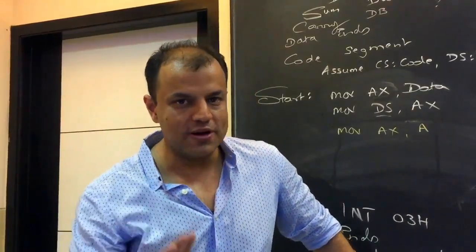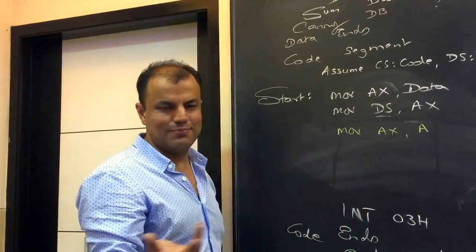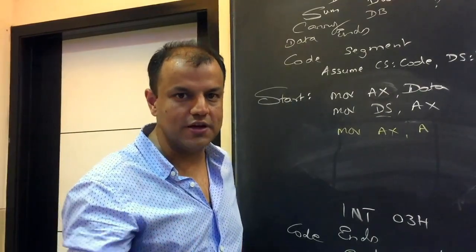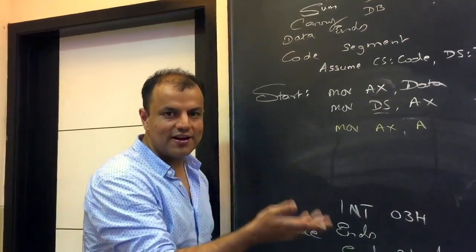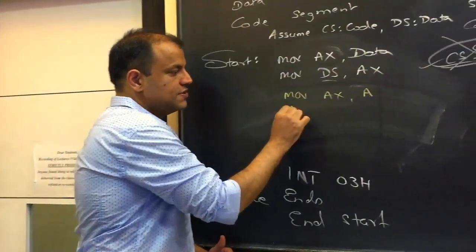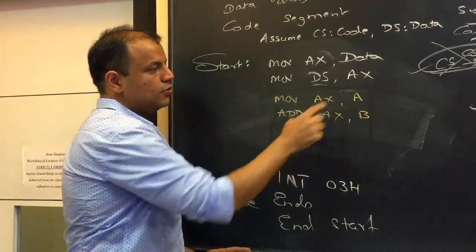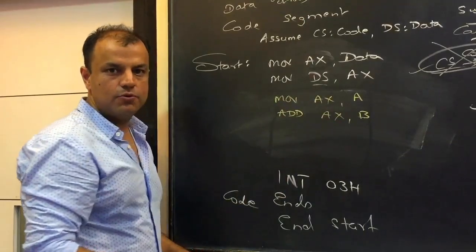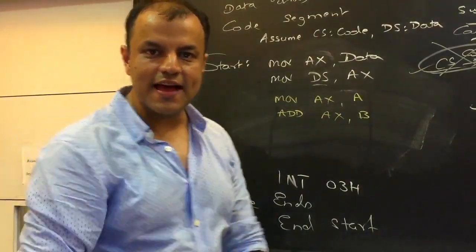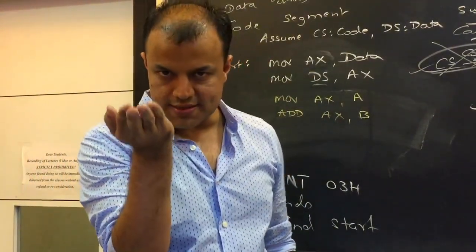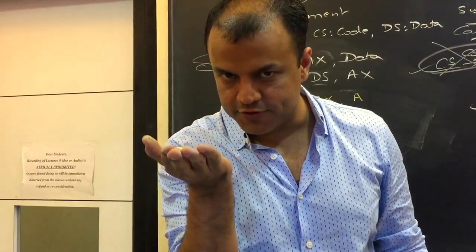I don't like to stretch programs for no reason. Some people have that habit. So, to each one his own. It's your skill, how you want to make it. I just don't like to write unnecessary instructions. So, simply add AX comma B. We took the first number in AX, we added the second number to AX. Now, what does AX have? The sum. The sum right now is in AX.